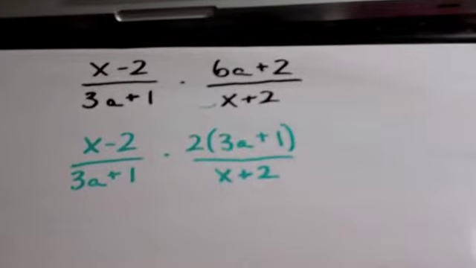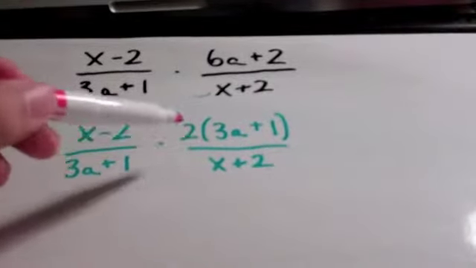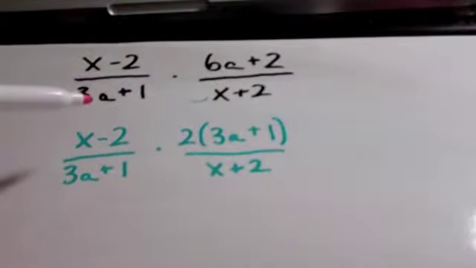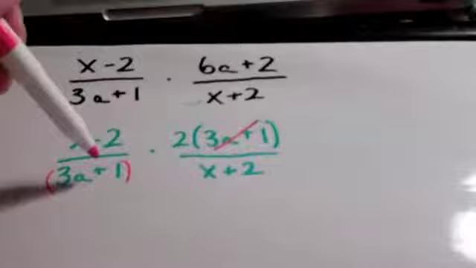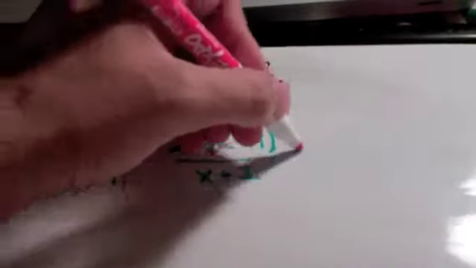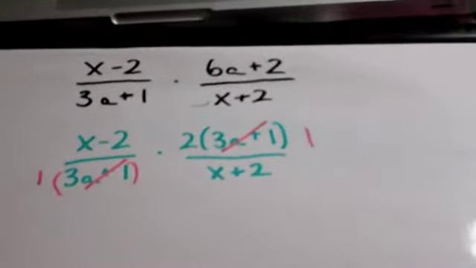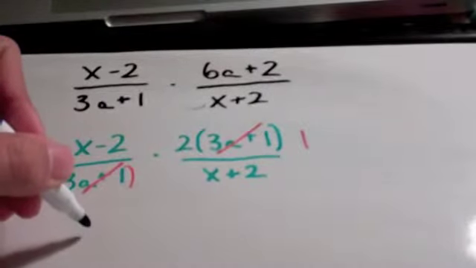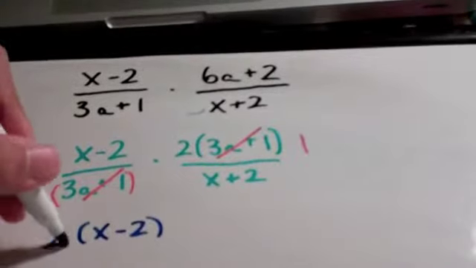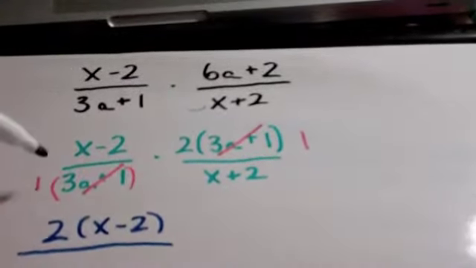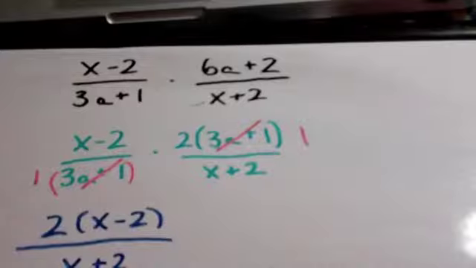So once we do all of our factoring, our next step is to see what cancels. Over here on the diagonals we have x plus 2, x minus 2, that doesn't cancel. But over here we've got a 3a plus 1 and a 3a plus 1, so we can cancel these. These become 1s. And with what's left, all you need to do is multiply across. So here we'll have x minus 2 in the numerator times 2. And in the denominator we'll have 1 times x plus 2, or just x plus 2.